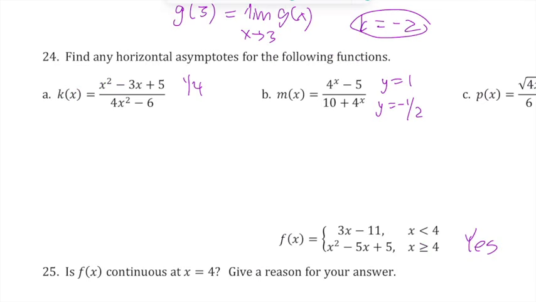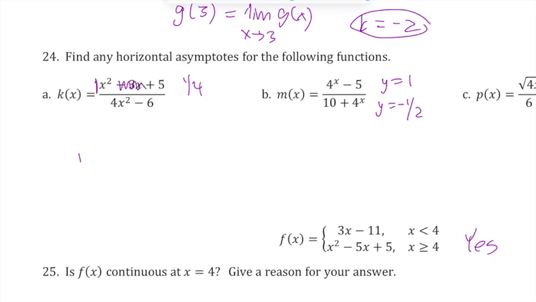All right, so A, 24, we're going to find horizontal asymptotes. So we got to do infinities, left and right infinities, starting with letter A. Oh, sorry, my bad. So horizontal asymptotes are limits at infinity.